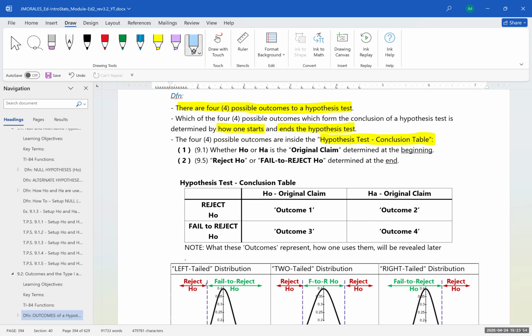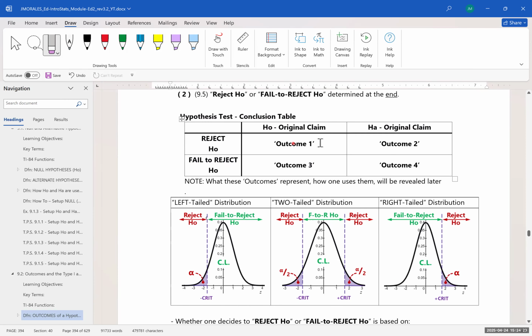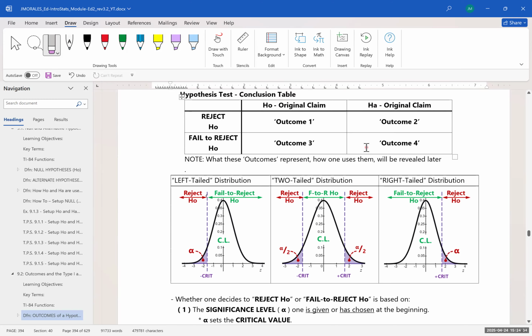Let's see here. If you had another example, and let's say the null hypothesis was your original claim, and you failed to reject the null hypothesis at the end, then your answer is going to be this outcome right here, outcome 3, which is the intersection of this column and that row. Now, this conclusion table where these outcomes, outcome 1, 2, 3, and 4, there's going to be a sentence written in there that you're going to copy, but we'll get to that when we're ready.